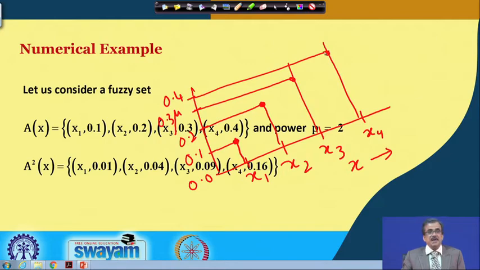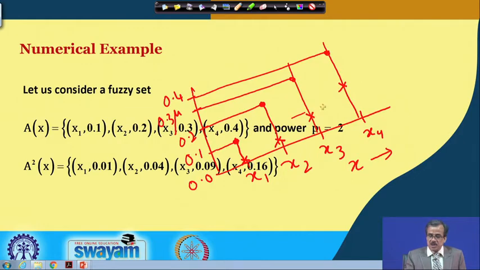Now, we will try to find out what should be its concentration. Now, concentration corresponding to your x 1, it is 0.01. So, very near to 0. Corresponding to x 2, it is 0.04. So, I could be here. Corresponding to x 3, it is 0.09. So, I could be here, and corresponding to x 4, this is nothing but 0.16. So, might be I am here.